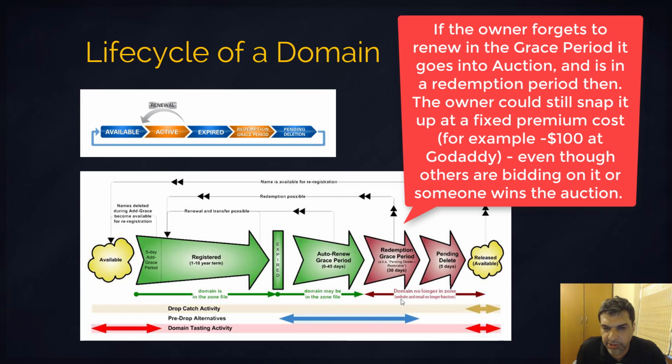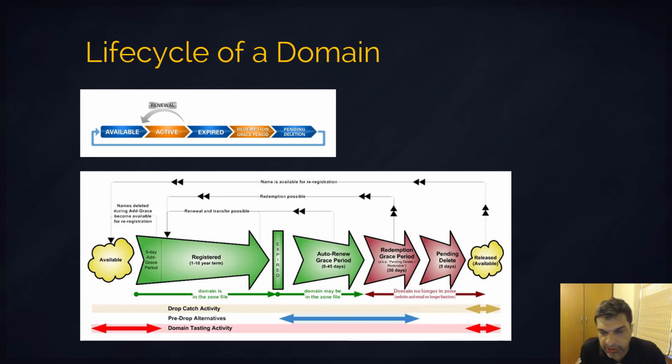For example, GoDaddy I think charges $100, if you remember to renew it within the redemption grace period, after it expired and in the grace period. So mind you, the auction is going on for this particular domain. That's how it works, but the owner doesn't really know, or for whatever reason, he can still snap it up in this redemption grace period.